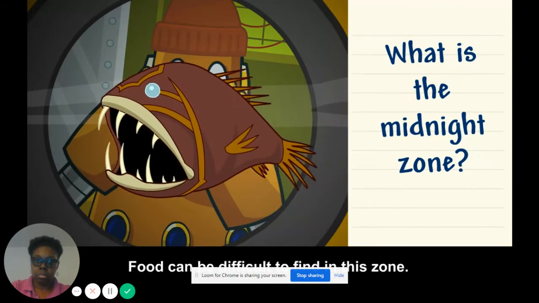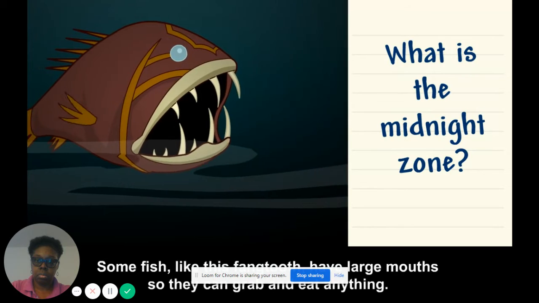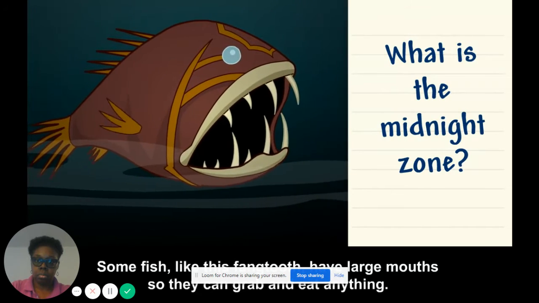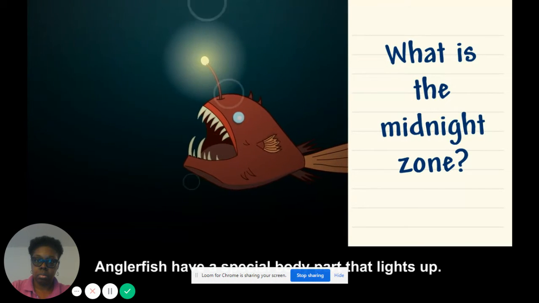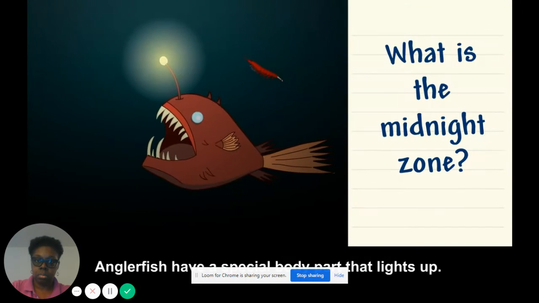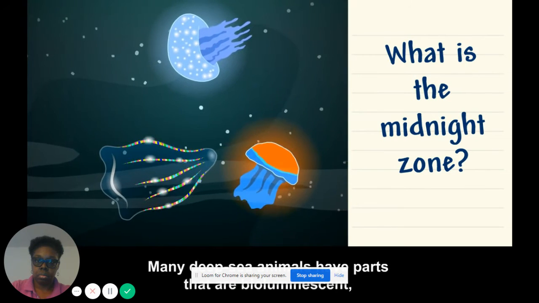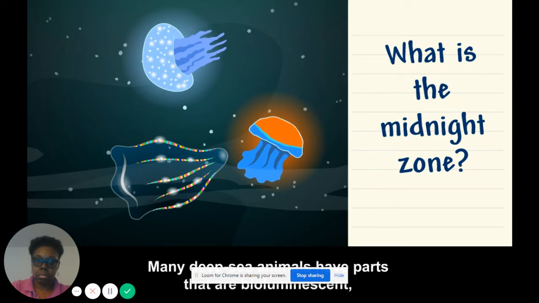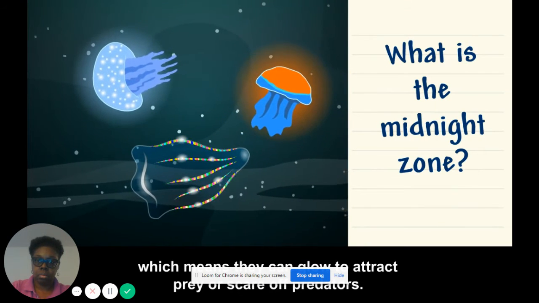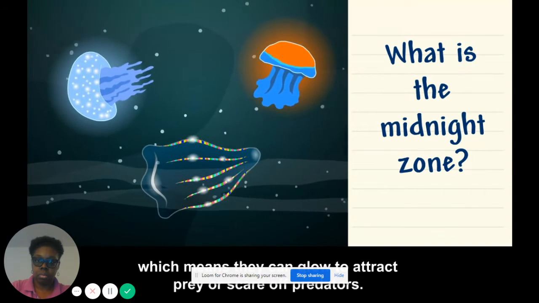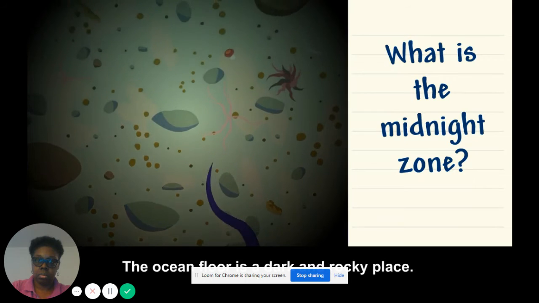Food can be difficult to find in this zone. So some fish, like this fangtooth, have large mouths so they can grab and eat anything. Anglerfish have a special body part that lights up. This light attracts prey. Many deep-sea animals have parts that are bioluminescent, which means they can glow to attract prey or scare off predators.